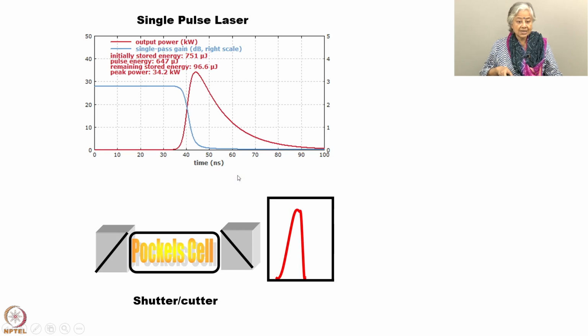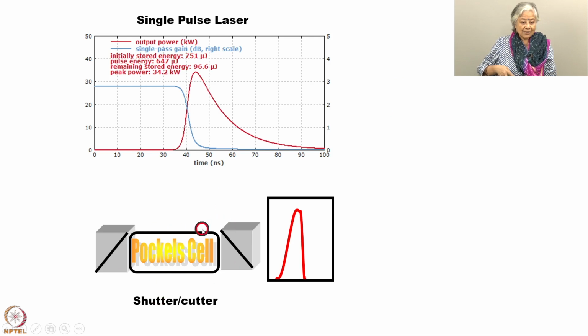Now, how do you do this slicing? Slicing means you have to have some kind of shutter which operates on the nanosecond scale. It's not easy to have a mechanical shutter opening and closing that fast, if you think of any steel plate moving that fast. So, you have to think of some other means. What is this shutter or cutter? This is called a Pockels cell.